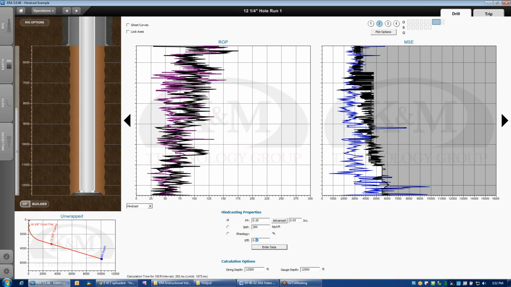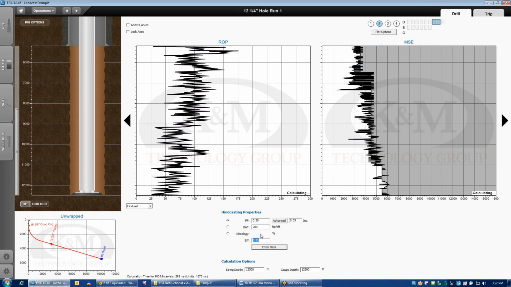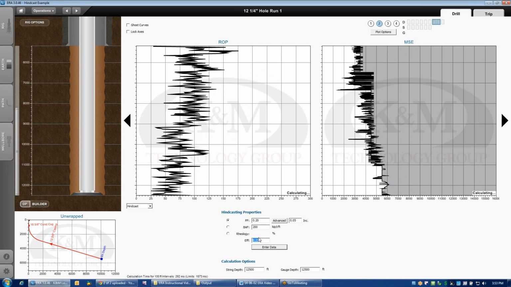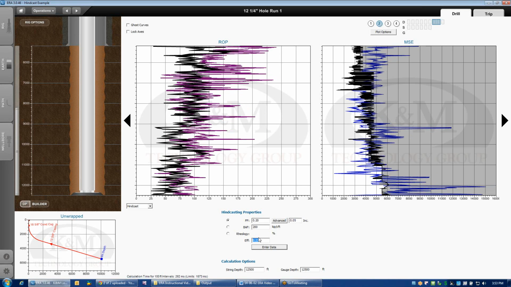If I try something a little bit higher, maybe 0.25, now we get quite a bit better match. Maybe not perfect, but better than where we were before. A little bit lower. That looks pretty good. So I'd say 0.23 is about where we're hovering with our efficiency factor, if we just focus in on that MSE curve.